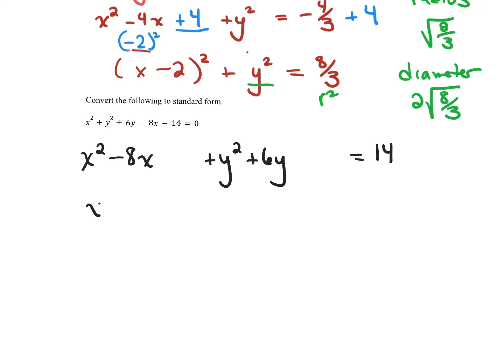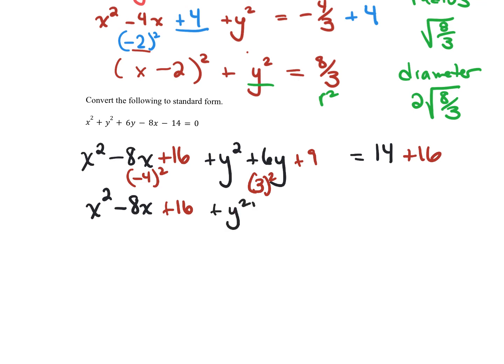So what I want to go ahead and do is complete the square. If I do half of negative 8, I get negative 4. Squared is 16. So I add 16 here. And if I do half of 6, it's 3. 3 squared is 9. So I get y squared plus 6y, and I've got to add 9 here too, plus 9 equals 39.